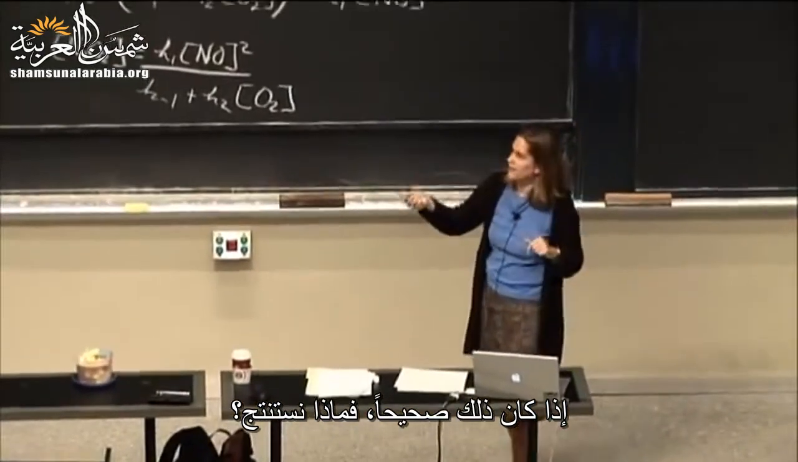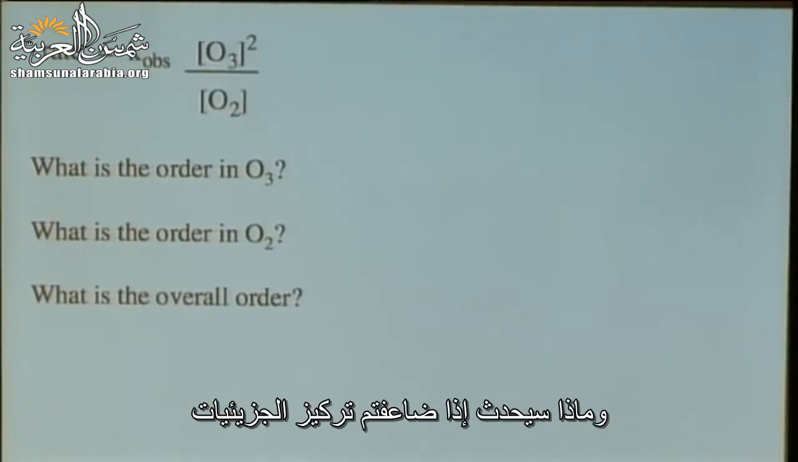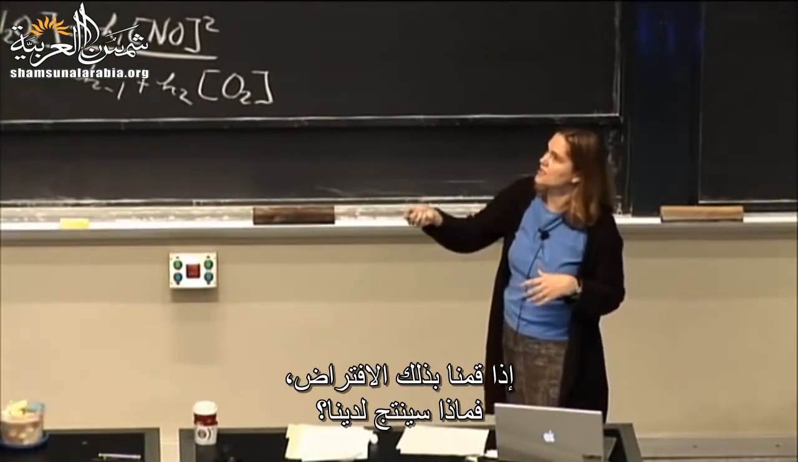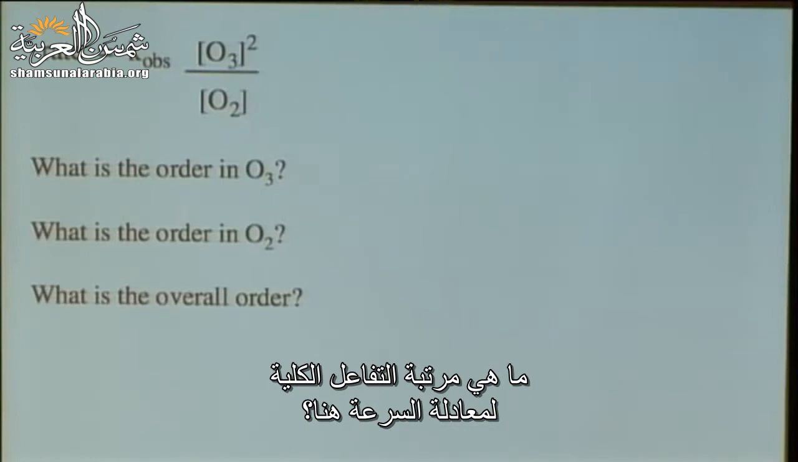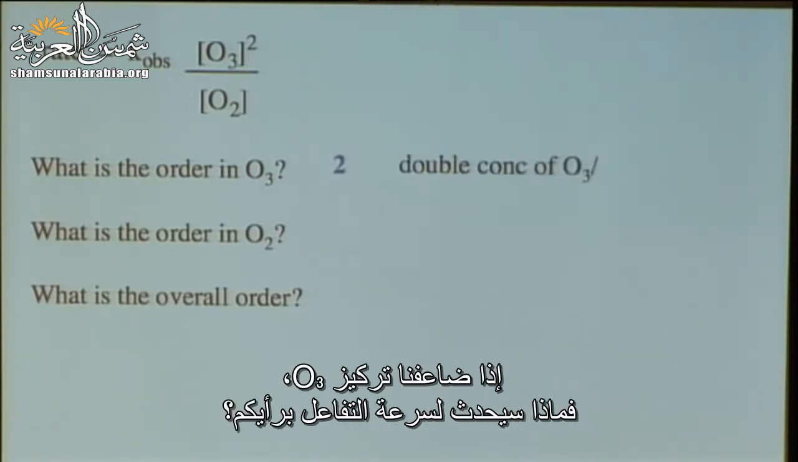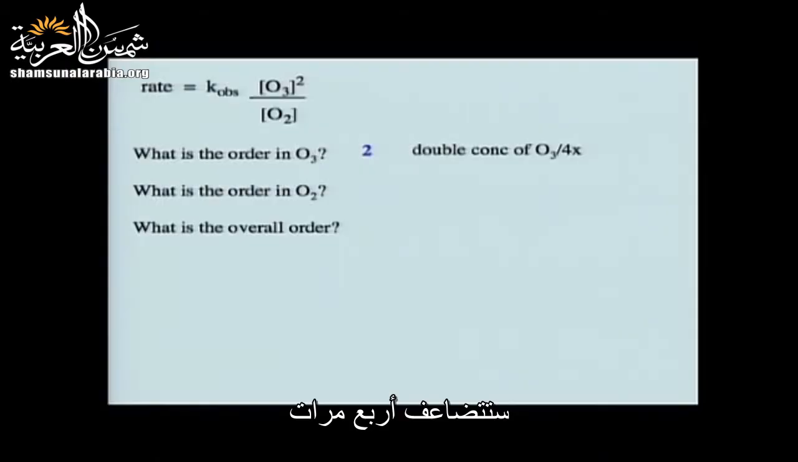So let's think about if that's true, what we should expect if we do some experiments, about the order of the reactions, and what would happen if you double concentrations of things and look for the effect. If you're going to test this proposal, what would we get? What is the overall order of this rate law here? Oh, wait, sorry. The order first, let's do of O3. It's 2. So if we double the concentration of O3, what would you expect to see in terms of the rate? It will what? Quadruple. Yep, quadruple.